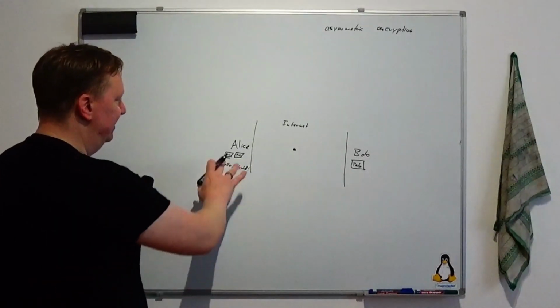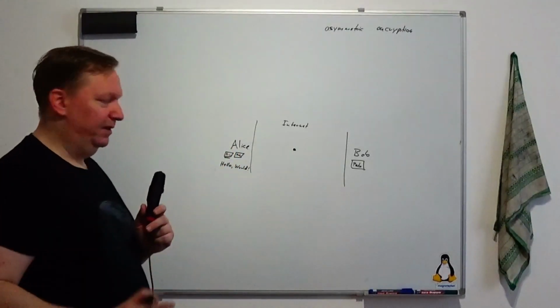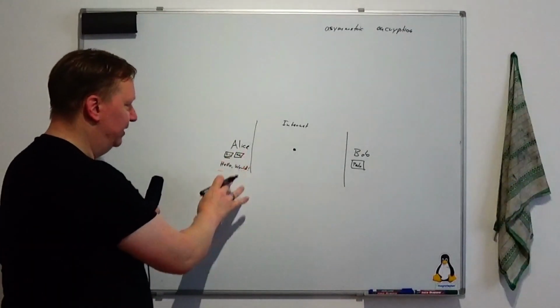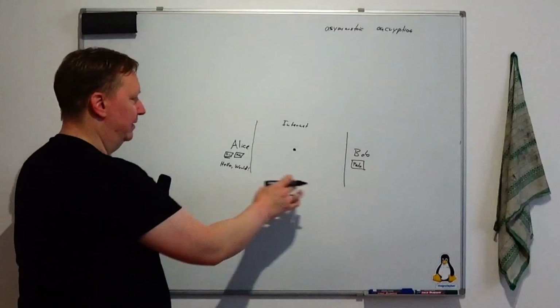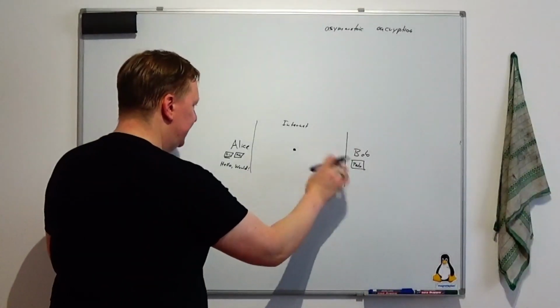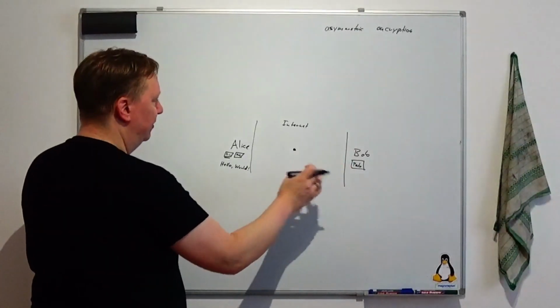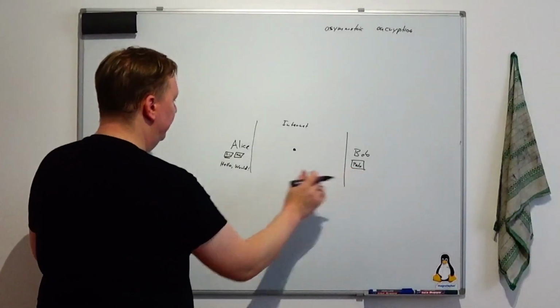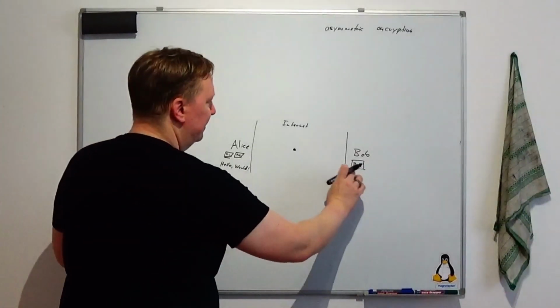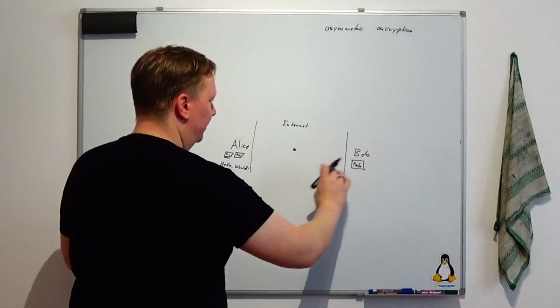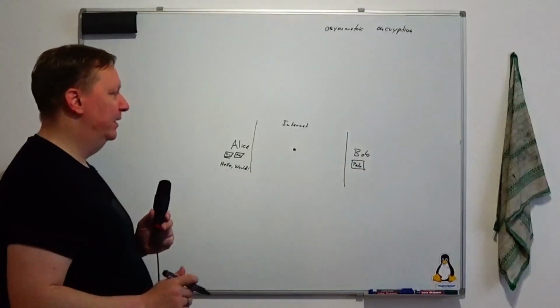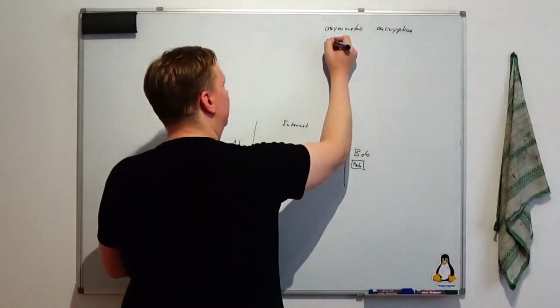And since Alice is the only person in the world, theoretically, who has her private key, this means that this message must have come from Alice because only she is able to generate this encrypted form of the same message, okay? That's what we call a digital signature.